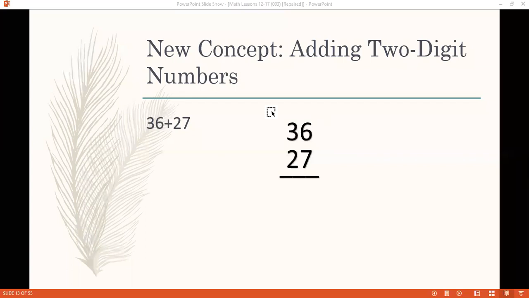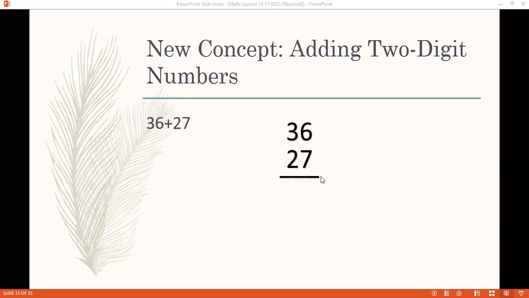So we're going to move on to adding our add-ins. Looking at our ones place value, because we always start in our ones, what is 6 plus 7? Think about it. 6 plus 7 is 13. If you got 13, phenomenal job.